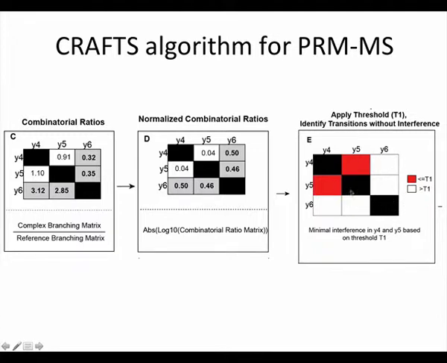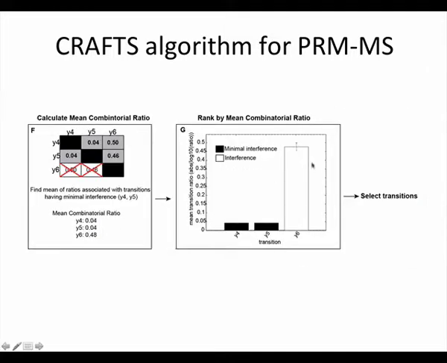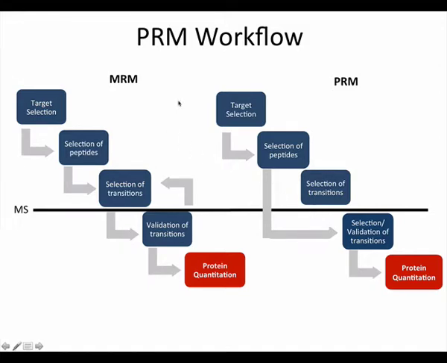Usually this would be a much larger matrix. That's why we automate it, because nobody wants to look through all of these numbers. But that's just another way: instead of looking at heavy versus light, we're looking at complex matrix versus reference simple matrix. We've also built something where we can rank the transitions from best, so least interference, to most interference. Again, Y6 gets flagged here as having a lot of interference. So that's the general workflow and the differences between MRM and PRM in terms of the computational and informatics aspects.